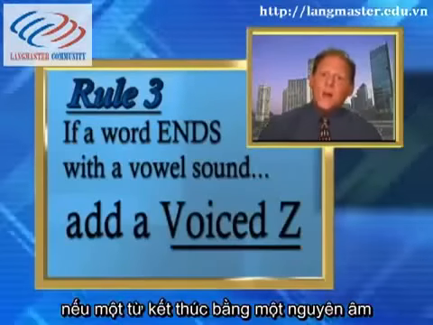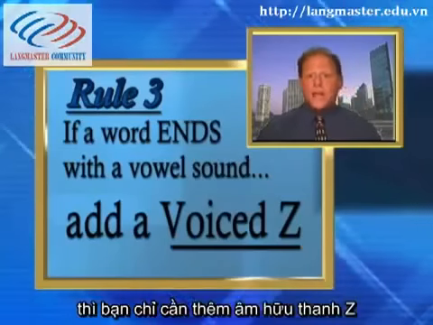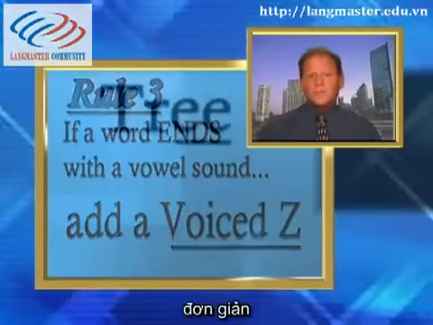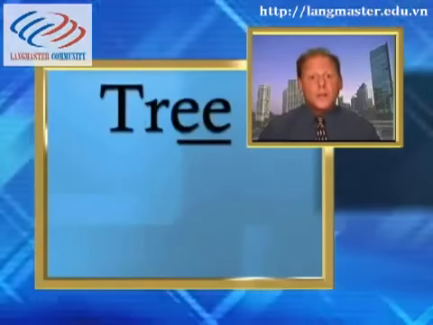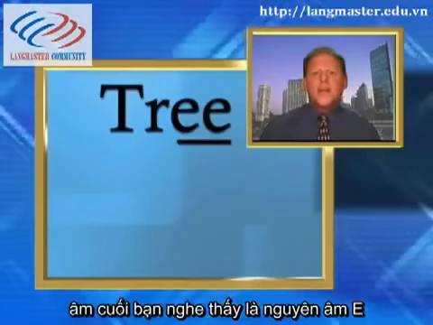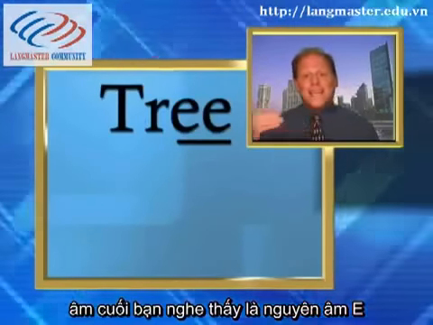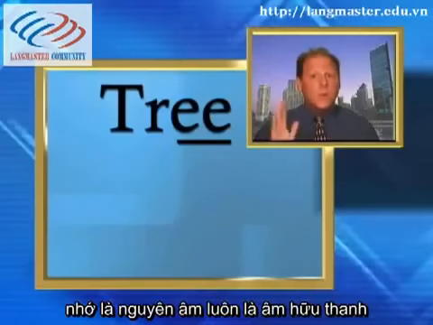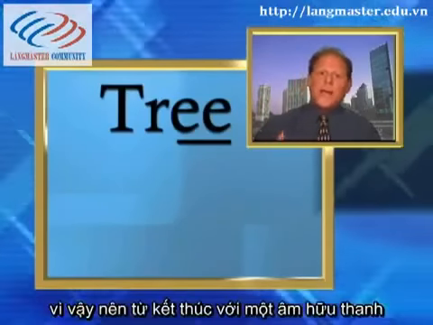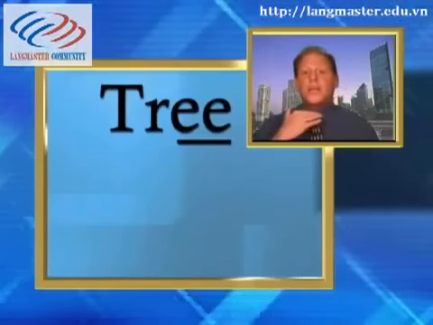If a word ends with a vowel sound, all you do is add a voiced Z. It's simple. Let's look at the word tree. The last sound you hear in that word is the vowel E. And remember, a vowel is always voiced. So the word ends in a voiced sound.